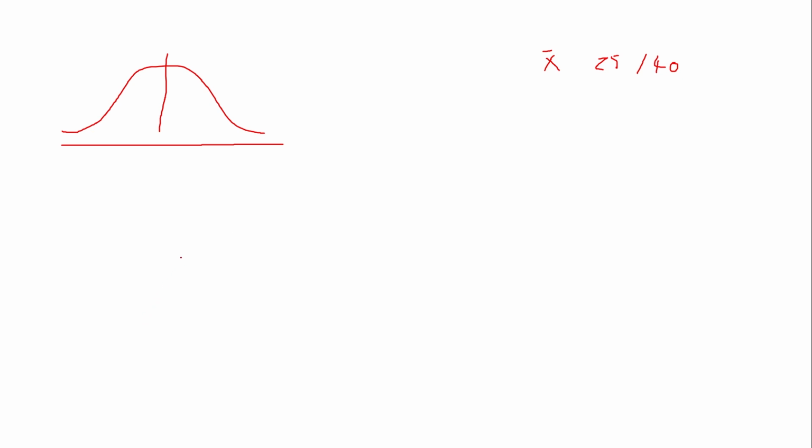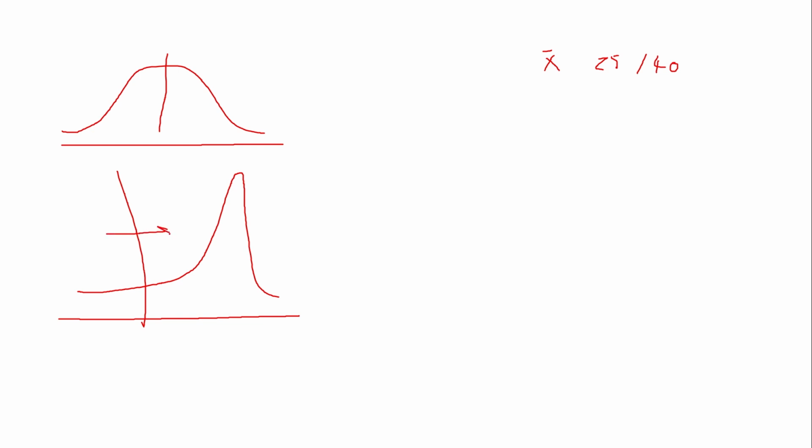But if I take a look at my raw data, I may see something like this. This is my y-axis, I'm sorry. This is my x-axis. So it could be that most of the students couldn't do much, and only a few students can do a lot, and these students pull the mean towards the higher score. That could happen.